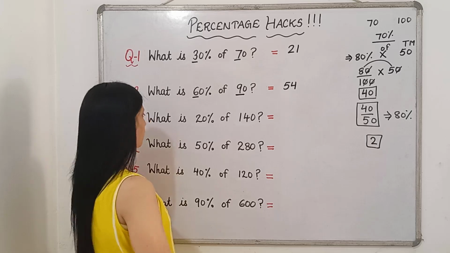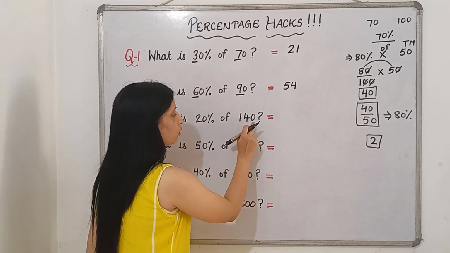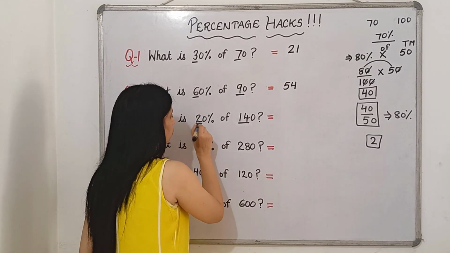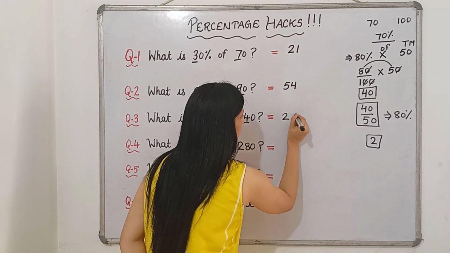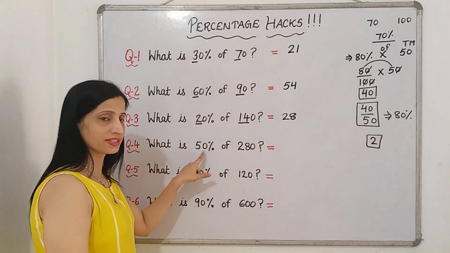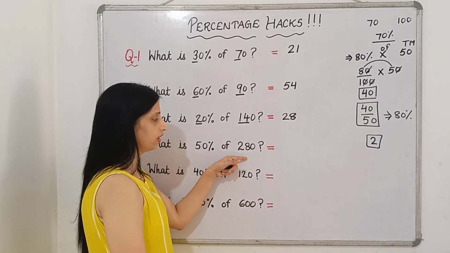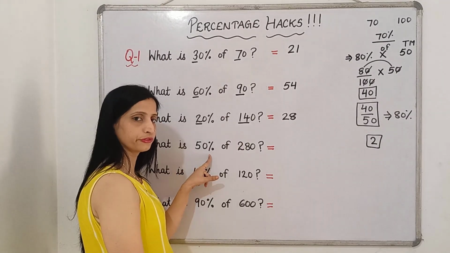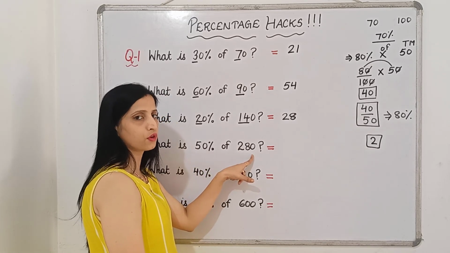Understood? Next one, what is 20% of 140? After removing 1 zero from here, we are left with 14, and after removing 1 zero, we will be left with 2. 2 times 14 is 28. Next, what is 50% of 280? This question you can do another way as well. If you have done fractions, 50% means it is half. So half of 280 is nothing but 140.